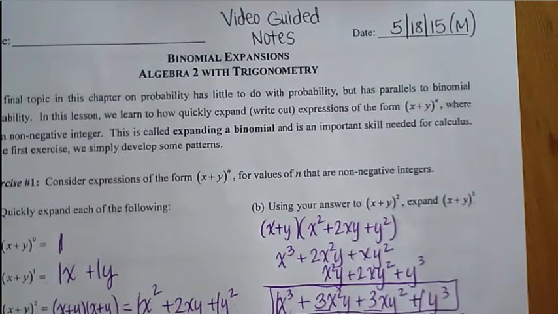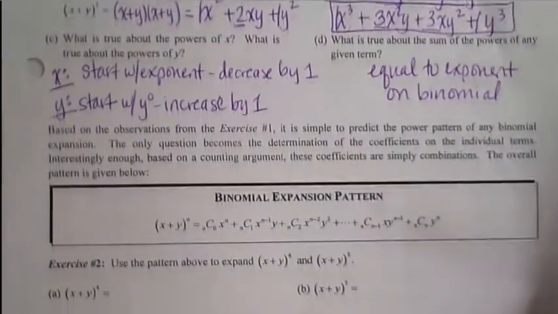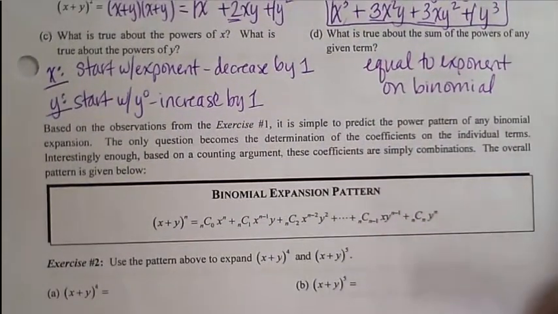So I prefer to use that pattern from Pascal's triangle and the pattern of knowing that the exponents on x go down by 1 each time and the exponents on y go up by 1 each time to do an expansion more quickly. So if we come to the bottom and we want to expand x plus y to the 4th, exercise 2 part A.